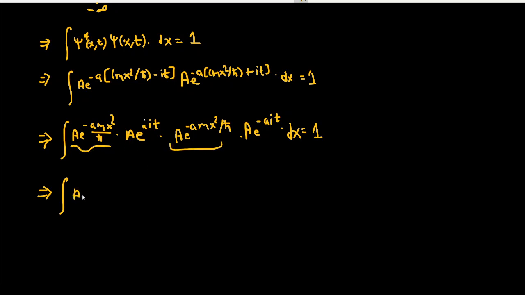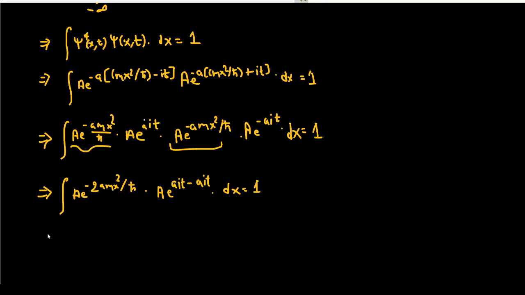So we can write it as a e to the power minus 2a mx squared divided by h cut. Yes, we can write it. And how can this expression be written? We can write this expression as a e to the power it and minus it, which will become e to the power 0. Okay, let's simplify this in the next step.